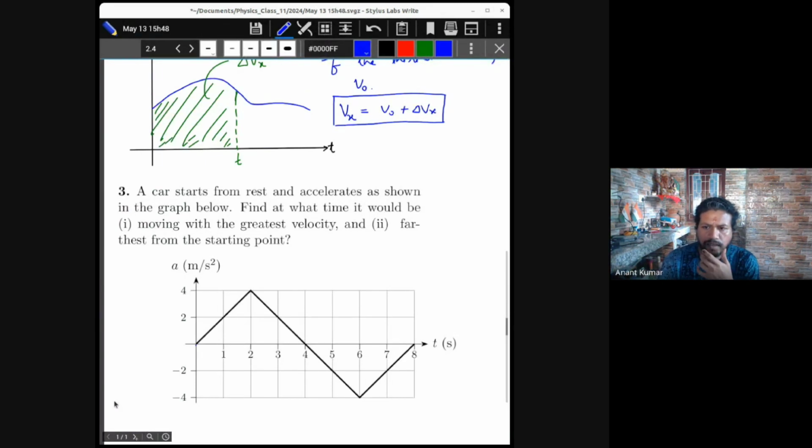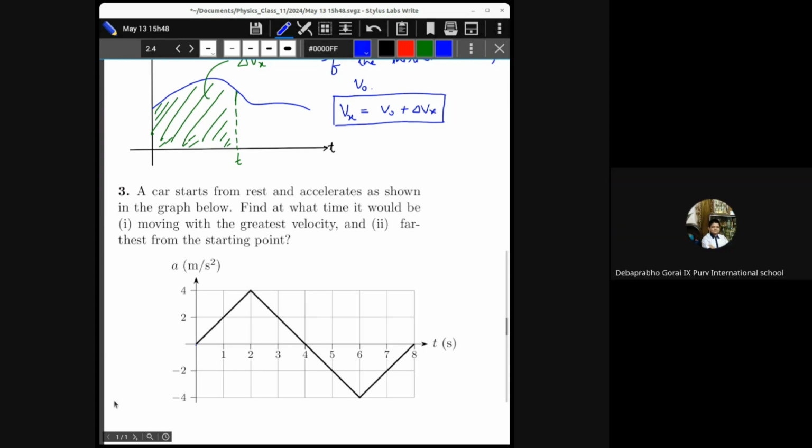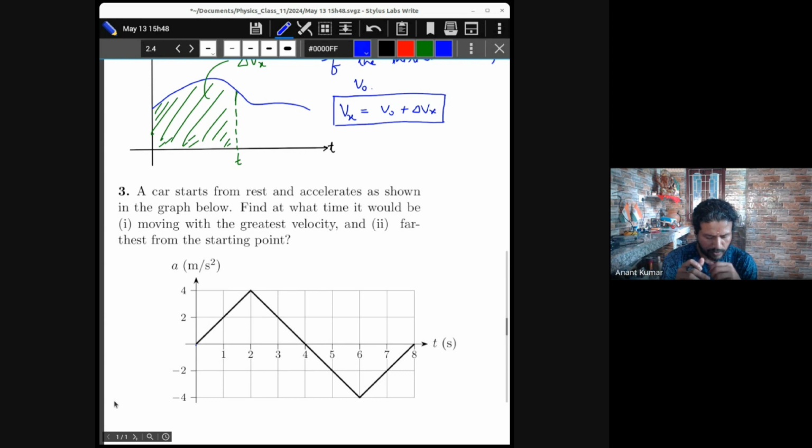So in this case, can you tell me at what time the object will be moving with the greatest velocity? Sir, at t is equal to 2 seconds. क्यों ऐसा लगता है? Why do you think so? Okay, so your answer is 2 seconds. Anybody else?